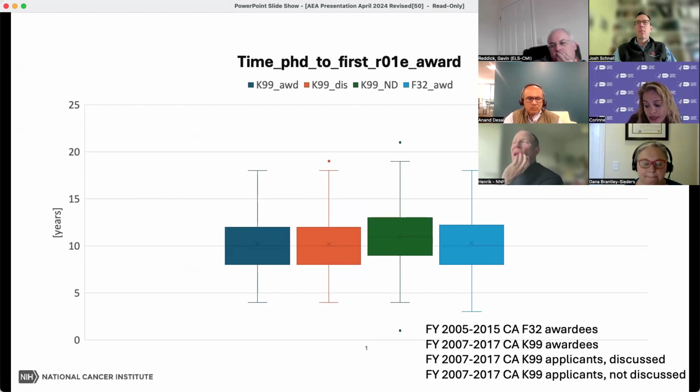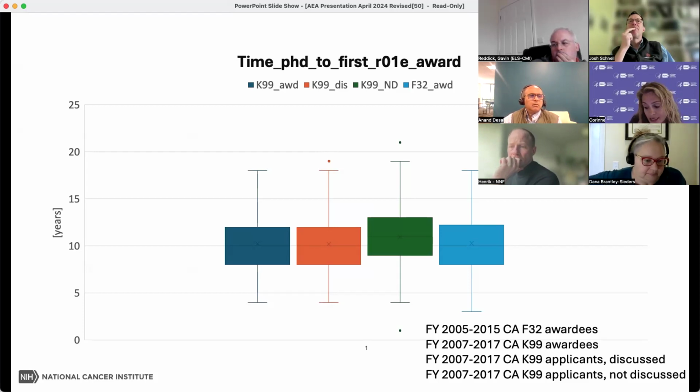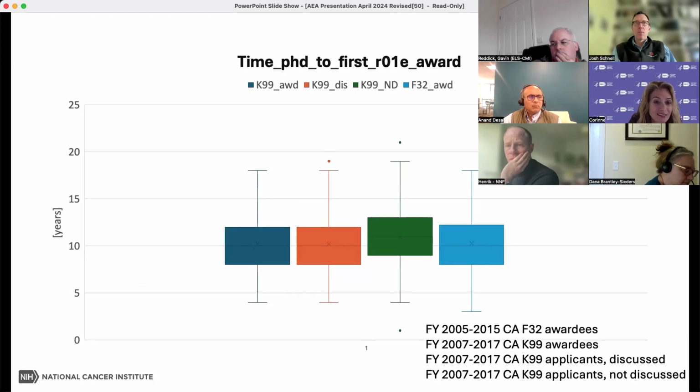While the K99 award enhanced the likelihood of PIs securing R01 equivalent support, it had no impact on time to obtain the first R01 or equivalent award. K99 awardees needed on average 10 years between obtaining their PhDs and their first R01 equivalent award. PIs in the control groups needed similar time, with 10 years for K99 discussed and F32 awardees and 11 years for K99 not discussed. Nothing really surprising as far as we were concerned. Our results suggest that the K99 award enhanced the likelihood of PIs to secure initial R01 equivalent support.